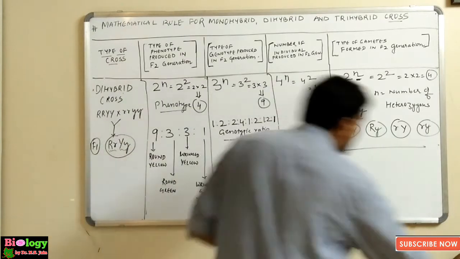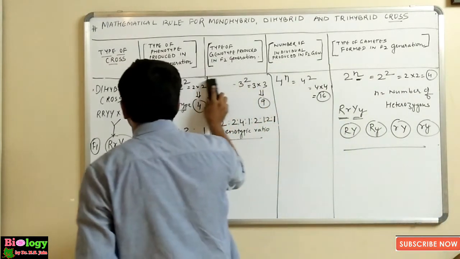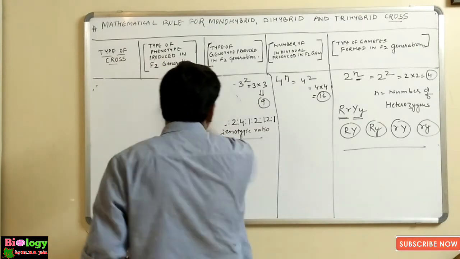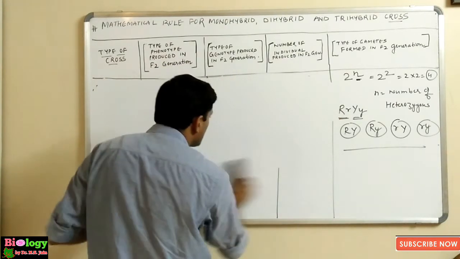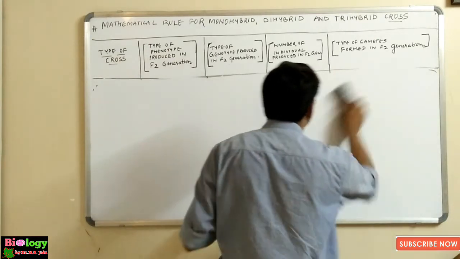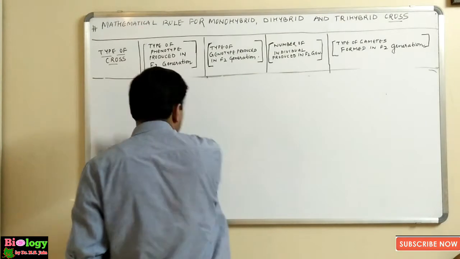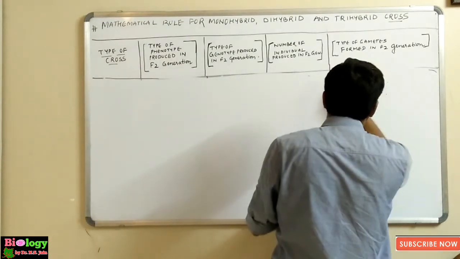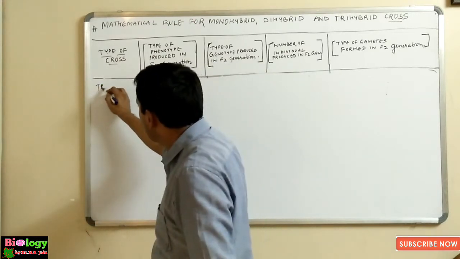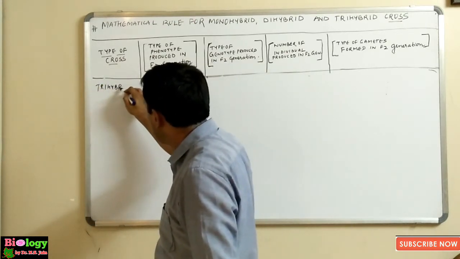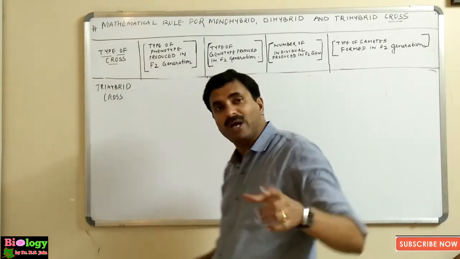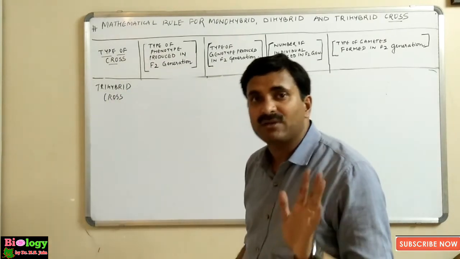Exactly this type of mathematical expression can be used for the trihybrid cross to know how many types of phenotypes, genotypes, individuals, and gametes are produced in the F2 generation. See here, it's a little bit typical, but you can do it. Here you can see the trihybrid cross. For details you can see my detailed videos for the monohybrid cross, dihybrid cross and the trihybrid cross.